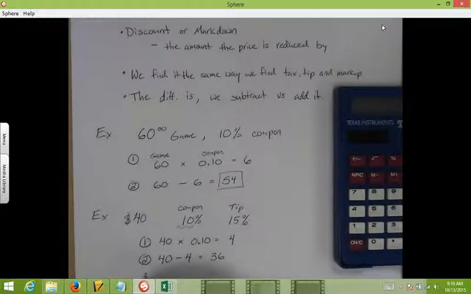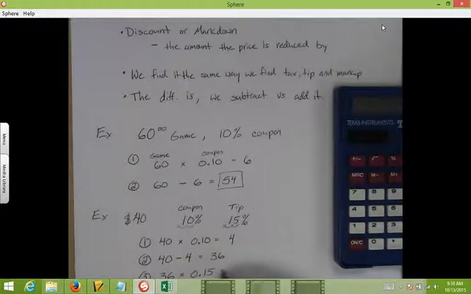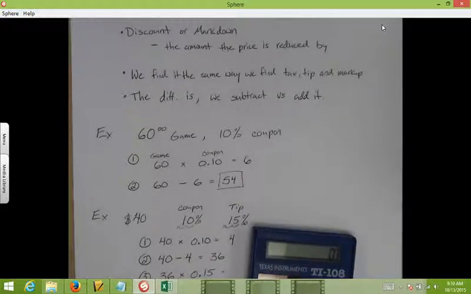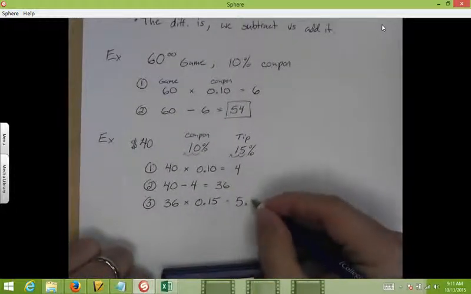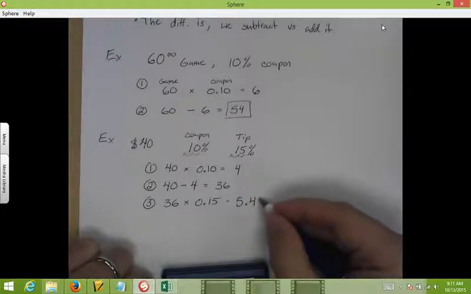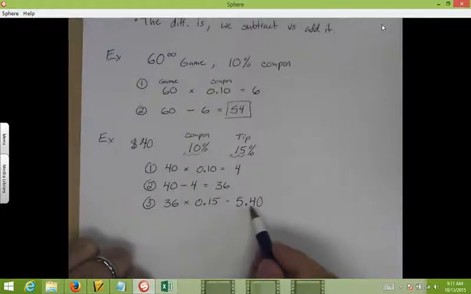And now, step 3, we're going to tip. We're not tipping on the original $40, we're tipping on this $36. So, 36 times this written as a decimal, move it over twice, it becomes 0.15. That comes out to 5.4. And to make this into a proper price, we can add a 0, because we can add a 0 to the end of any decimal. So that means our tip that we're going to leave is $5.40.